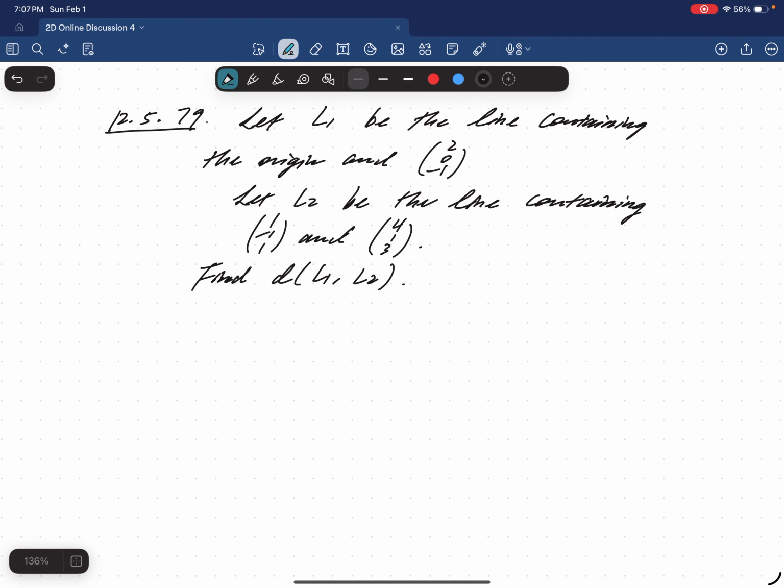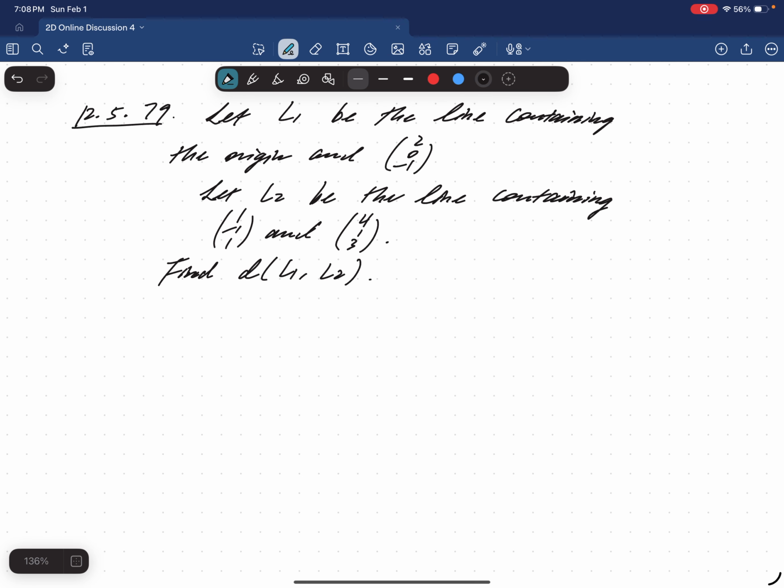For this problem, I want to consider two lines. L1 is the line containing the origin and the point (2, 0, -1). And L2 is the line containing (1, -1, 1) and (4, 1, 3). And I want to find the distance between L1 and L2.